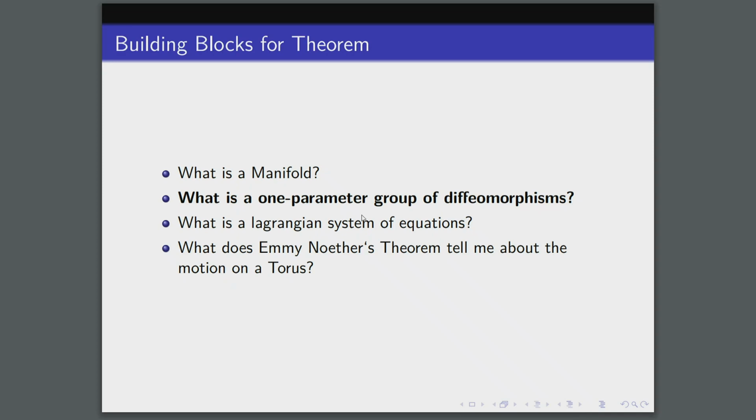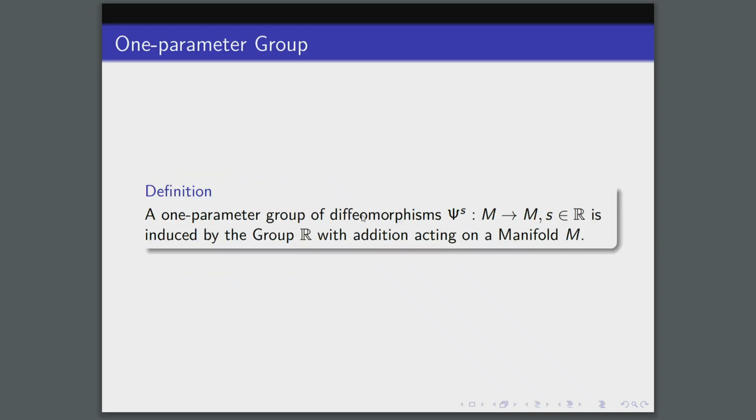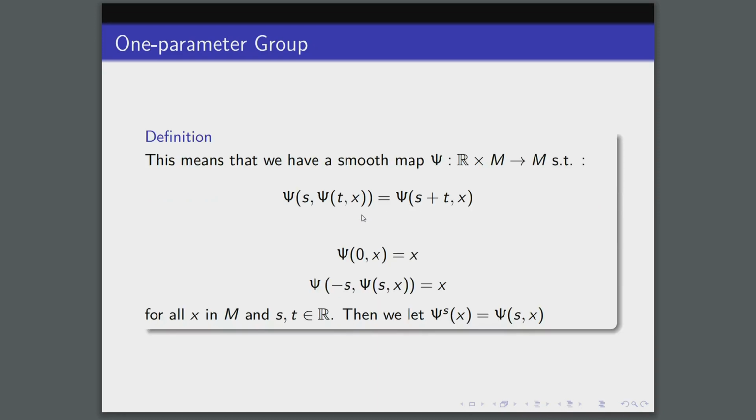Okay, so now that we have maybe a clearer picture of what a manifold is and what a curve looks like on a manifold, we want to get into what a one-parameter group of diffeomorphisms actually is. The definition that I'll be using is that a one-parameter group of diffeomorphisms, denoted like this, so for each s in R we have a diffeomorphism, is induced by the group R with addition acting on a manifold M. So what do I mean by this?